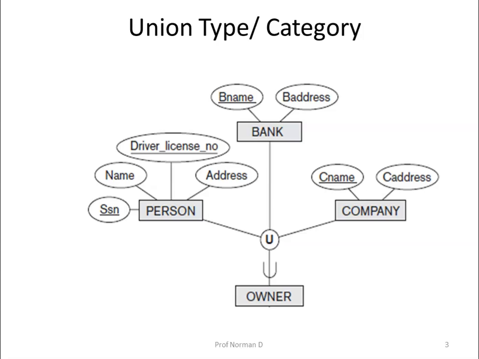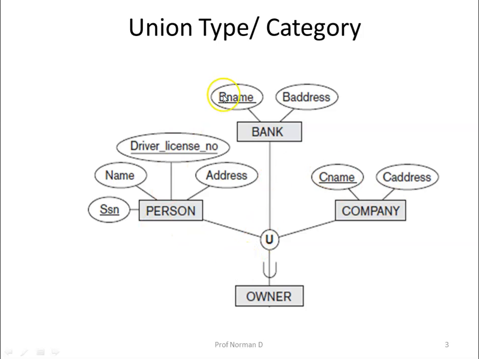We display categories in an EER diagram as shown in this figure. The superclasses, that is company, bank, and person, are connected to a circle with the U symbol, which stands for the set union operation. An arc with the subset symbol connects the circle to the subclass, that is the owner category. If a defining predicate is needed, it is displayed next to the line from the superclass to which the predicate applies. So in this figure, we have a category, that is the owner category, which is a subclass of the union of person, bank, and company.